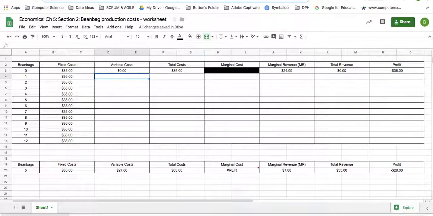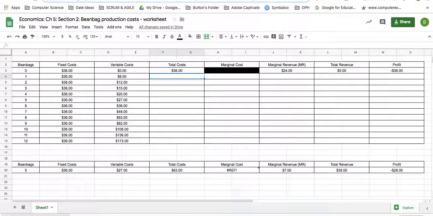Now let's say I'm going to fill in the rest of these variable costs, and there's not a formula to figure these out. They are just provided for you in the example. So we're going to say the variable cost for 1 is $8, and for 2 would be 12. Let's go 15, 20, 27, 36, 48, 63, 82, 106, 136, and 173. Again, there is no formula for variable costs. Those are being provided for you in your example.